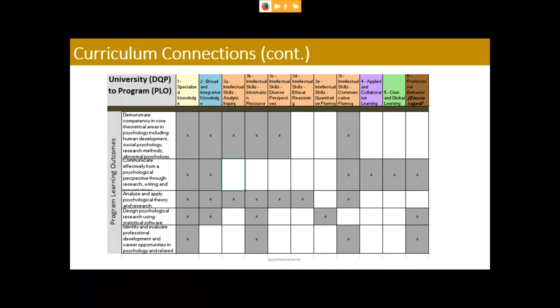Because the programs have no necessarily huge say over the university learning outcomes because that's for the university, right? Programs should have some say over their courses and their course content. So we don't ask for as much nuanced detail here, but we look for the connections. And so here we can see like this quantitative fluency only shows up once in relation to their program learning outcomes, which could be totally fine.